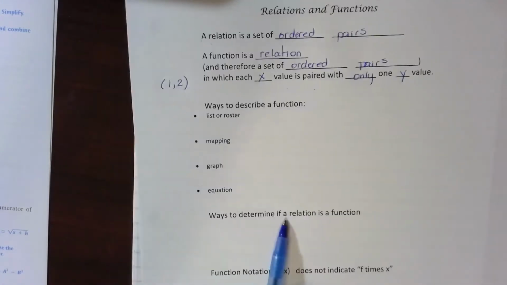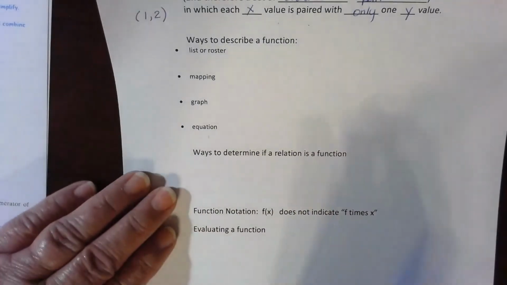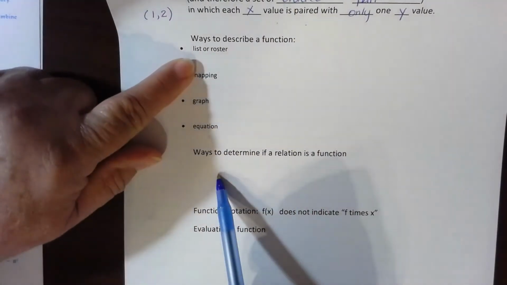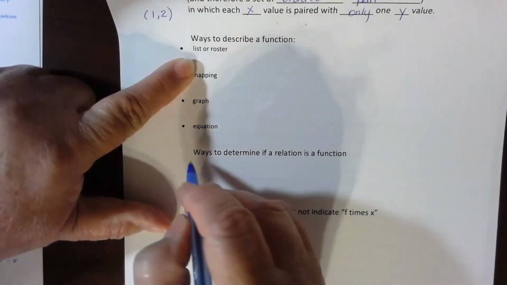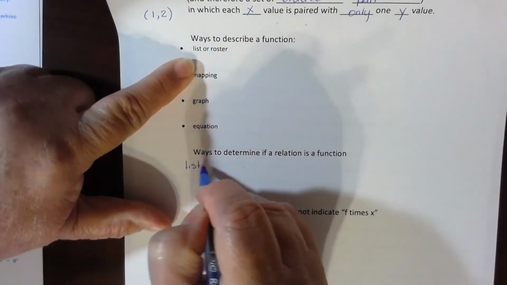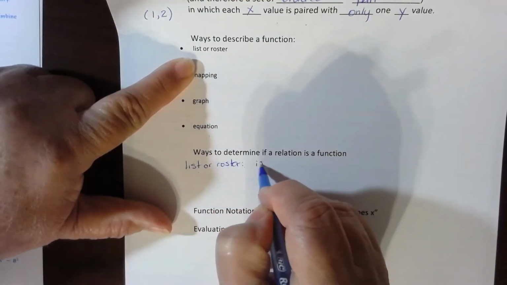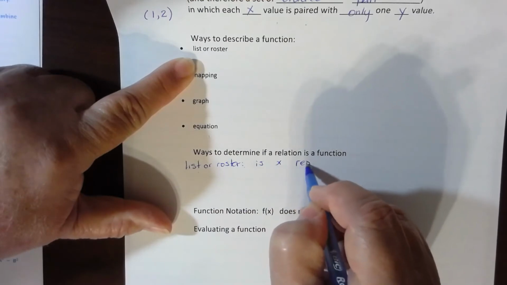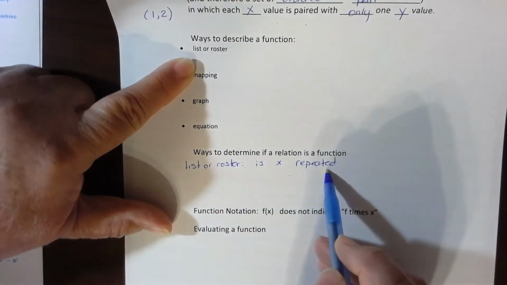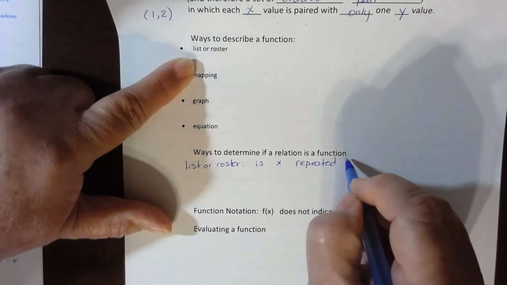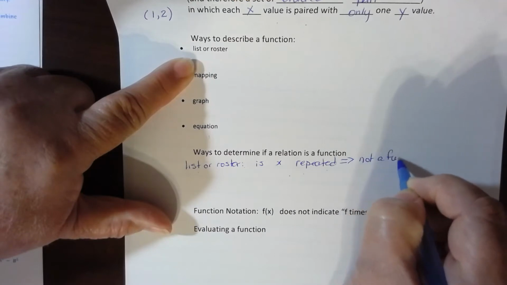Then we need to know how to determine if it is a function. Well, when it is a list or a roster, you look to see if the x is repeated. So I'm going to put list or roster: is x repeated. If it is repeated, it is not a function. So that would imply not a function.